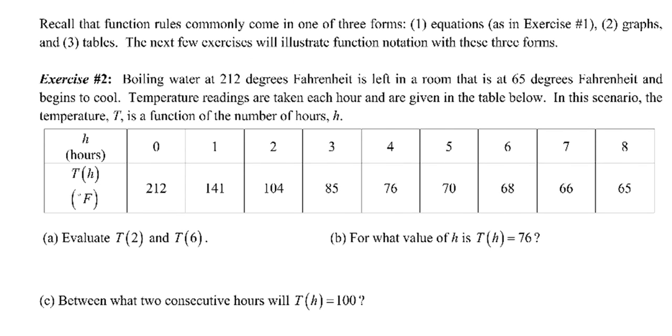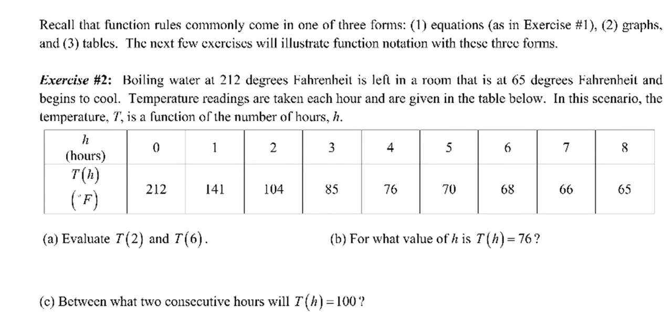So in this next exercise, okay, we've got a scenario where you have boiling water, which is at 212 degrees Fahrenheit. It's left in a room, the room is 65 degrees Fahrenheit, and it's left to cool, okay? So temperature readings are taken each hour. That's what this is. H is the hours. So going this way, that's your hours. Going this way, this is your temperature. So in this particular scenario, the temperature, T, is a function of the number of hours, H.